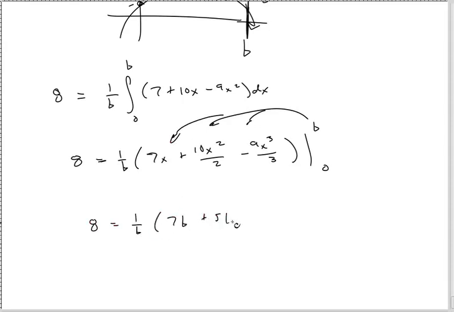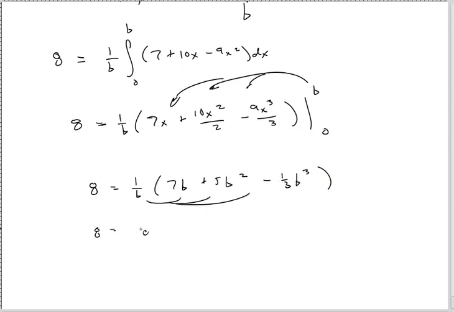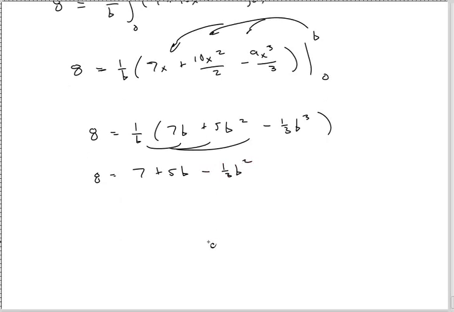We got a 5b squared, and then a minus 1/3 b cubed. And you can cancel a b from each one of these. Notice that I'm going to divide that into each one of them. So 7 plus 5b squared minus 1/3 b. Whoa, it's not squared. It's just a b. Minus 1/3 b squared.